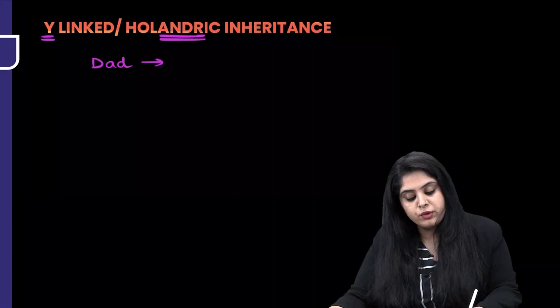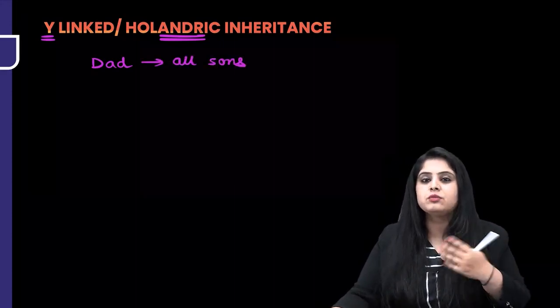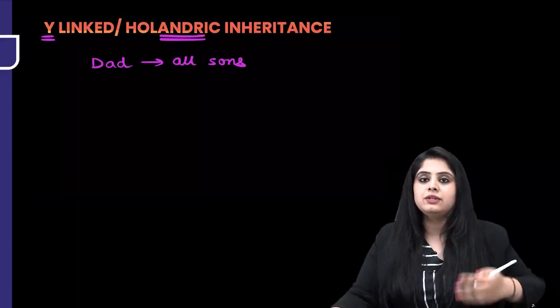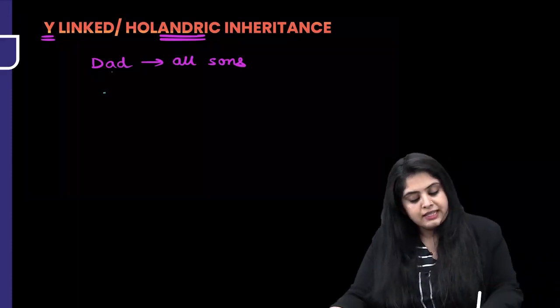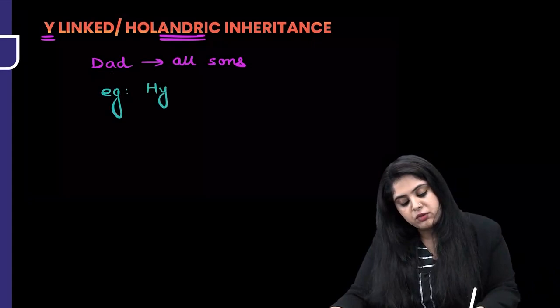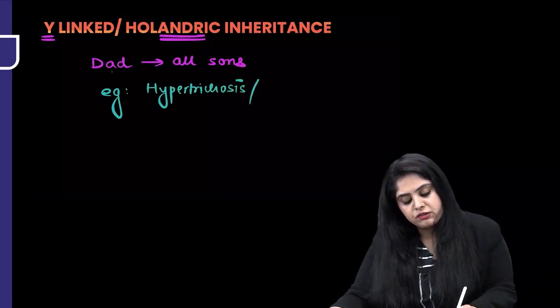Coming to the last one, the Y-linked or the Holandric inheritance, and please note that Y chromosome means androgen. So Y-linked or Holandric inheritance is a disease which is going to go from the dad to all the sons. Common sense, the Y chromosome will go in all the males only. So dad to all the sons is going to go, and there is only one example that you have to know: hairy ears, lots of hair, hypertrichosis, lots and lots of hair, or hairy ears will be written.